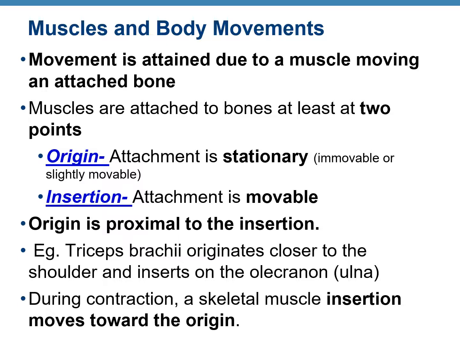Muscles have 2 points of attachments. The first one is origin, which is stationary. It is either immovable or slightly movable. The other point of attachment is the insertion, which is movable. And usually during contraction, the insertion moves towards the origin. The origin is proximal to the insertion.